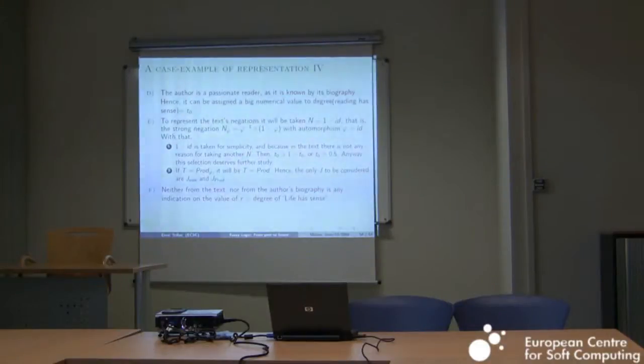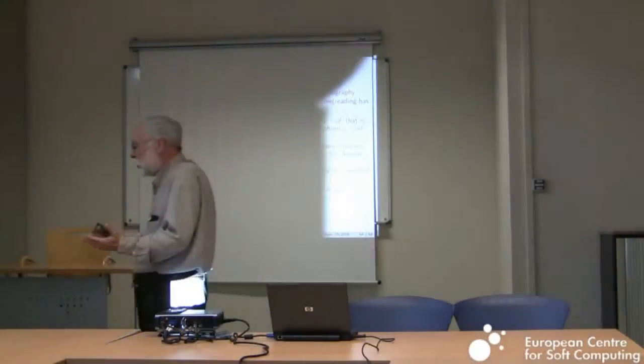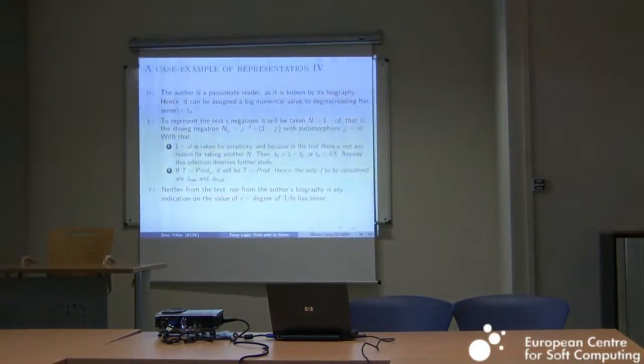Which negation will we take? Well, there is nothing in the text allowing me to decide between any kind of negations. And I will take the negation that is usual, that is 1 minus x. Of course, this means that the automorphism is, excuse me, the identity. Then I will not take the product C but the product, and I will just work with the minimum product.